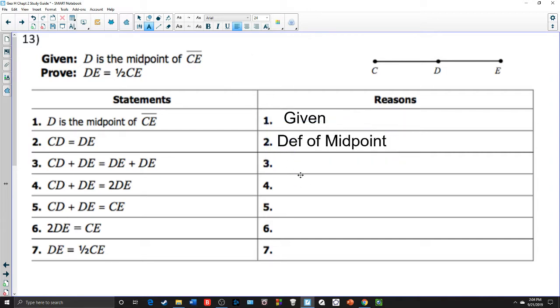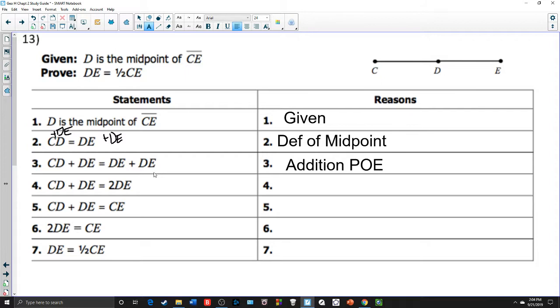And then the one down here, whoops, get that up. Says CD plus DE is equal to DE plus DE. Now this one's not as easy to see at first, but look what they did here. They took this equation and they simply added DE to both sides. So they added DE there, and they added DE there. So that's an algebra property. This is the addition property of equality, because they added the same thing to both sides of the equation.